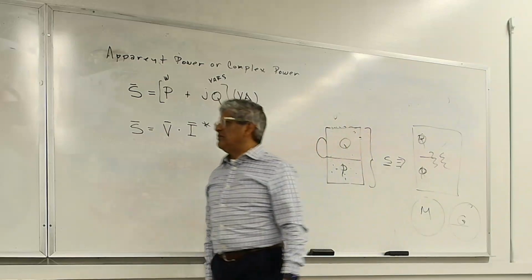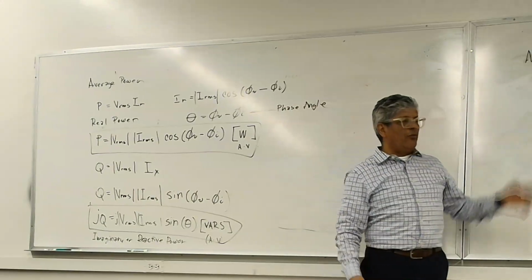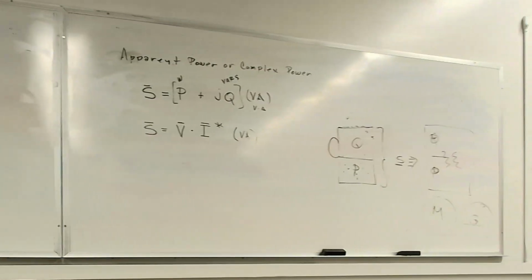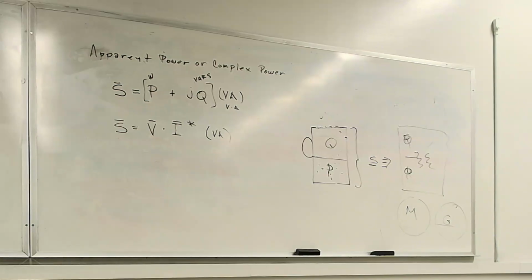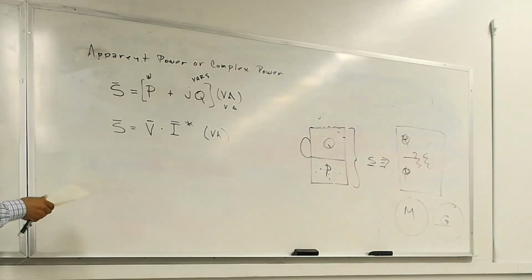So that's basically what the real, imaginary, and complex apparent power is telling you about your system, whether it's the equipment you're sizing, the cables, the generator, the motor, or the load overall that you're sizing or analyzing. Any questions? Okay.